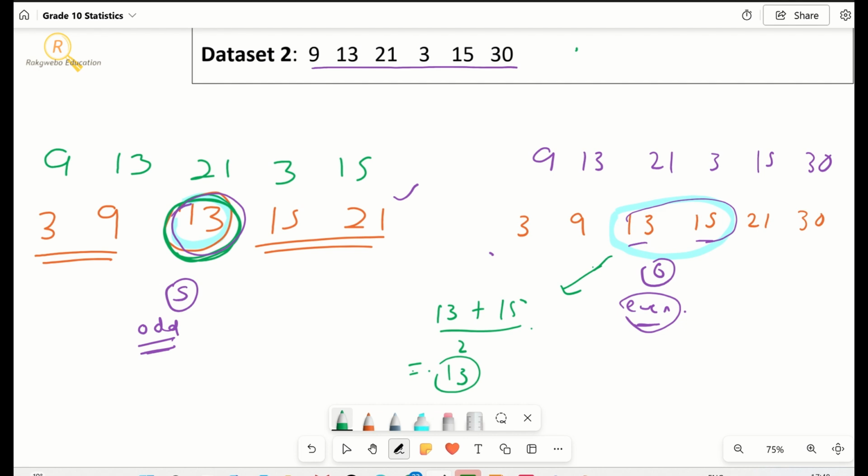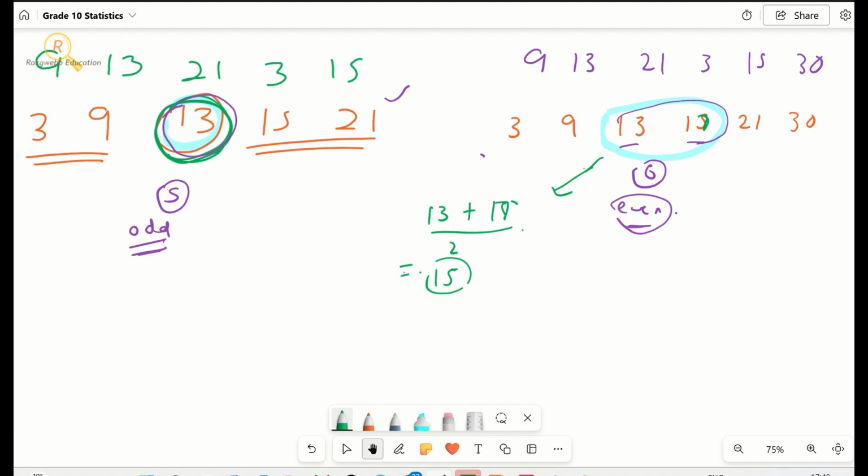If the number here was 17, you'd put 17 there. And then your answer would be 16. The median would be 16. Does that make sense? Please don't get confused at all.